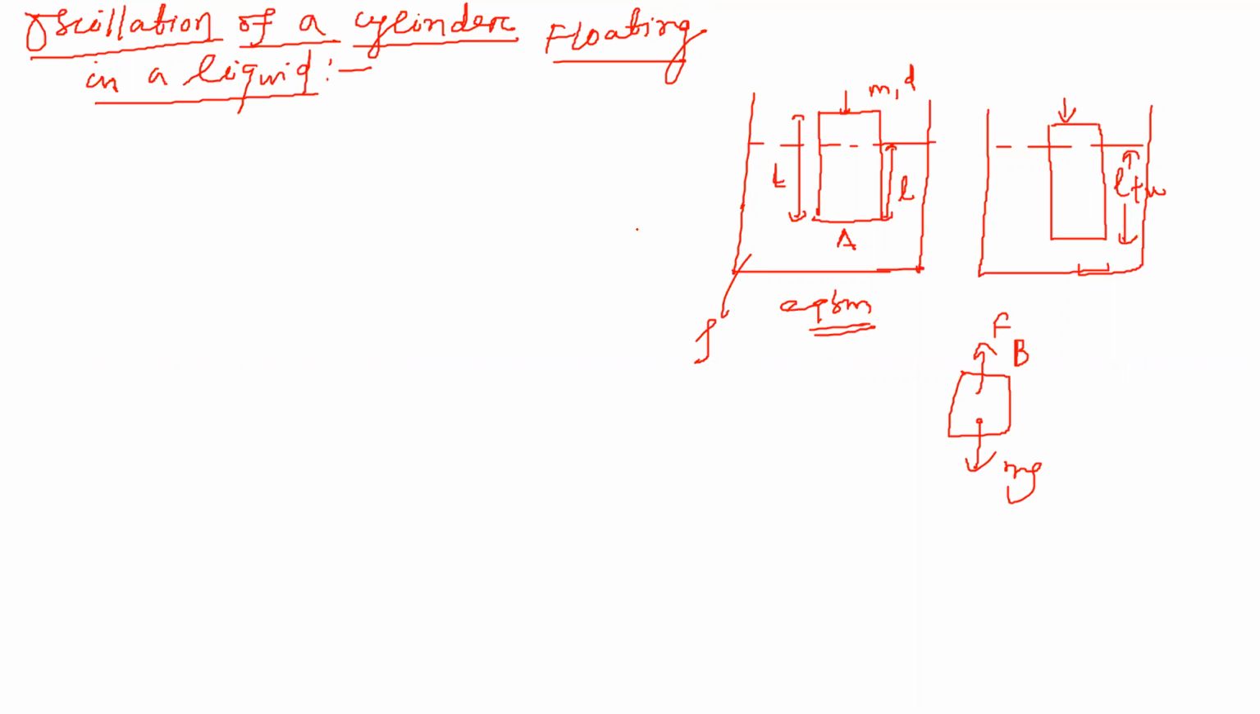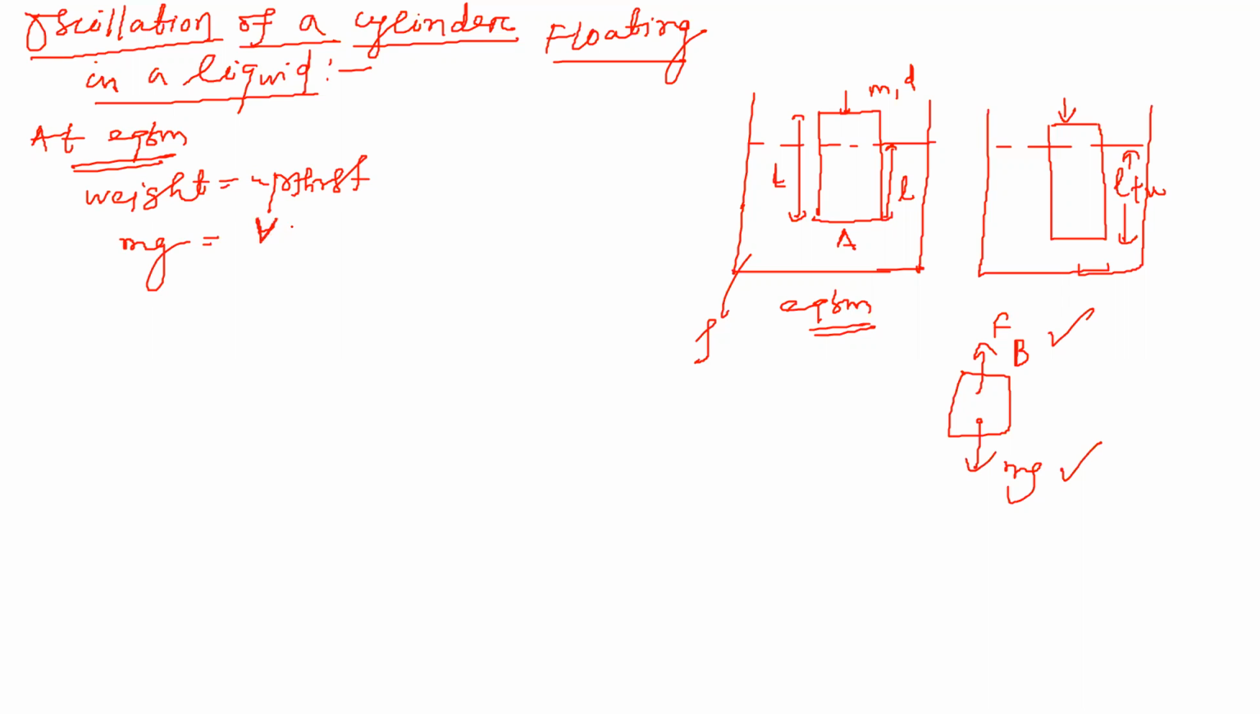First, let's see. If we look at the forces on it, one is the buoyant force and one is the weight. So we can write at equilibrium, you have already learned the law of flotation, at equilibrium weight is equal to upthrust. Yes or no, students? Weight is equal to upthrust. Correct. Weight is equal to how much? Mg. Upthrust is equal to how much? Total volume of the solid inside into density of the liquid into G. Yes or no? That is the buoyant force.